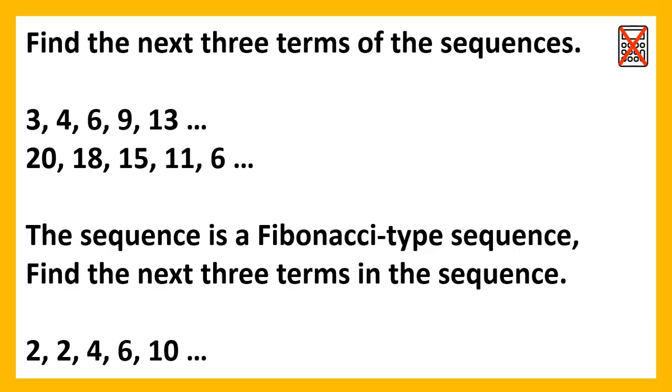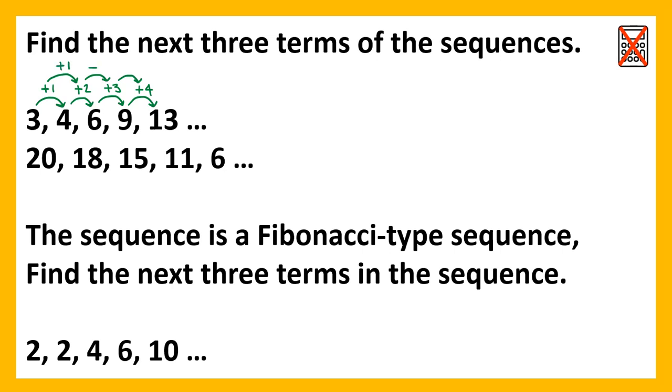On to the intermediate questions with a slight increase in difficulty. We need to find the next 3 terms of the sequences. Notice that when we check the first difference, we can see that it's increasing by 1, and then by 2, by 3, and by 4. So it's not a linear or arithmetic sequence, and we're not multiplying to get from one term to the next, so it's not geometric. After you've checked those 2 possibilities, you then have to find the second difference, which is the difference between your differences.